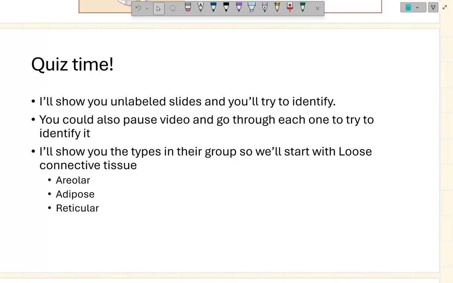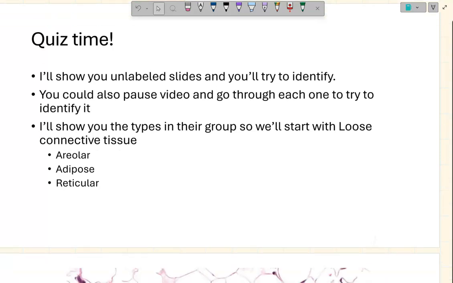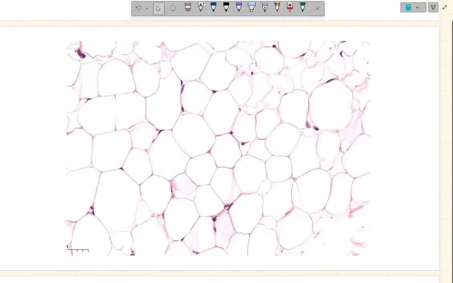The other thing you could do is pause the video and go through all of them in the slides that I've posted for you and see if you can name all of them, and then come back and watch the rest of the lecture. But let's start with option number 1. I'm not really going to intro this slide. If you want to pause here and try to identify it, you can.